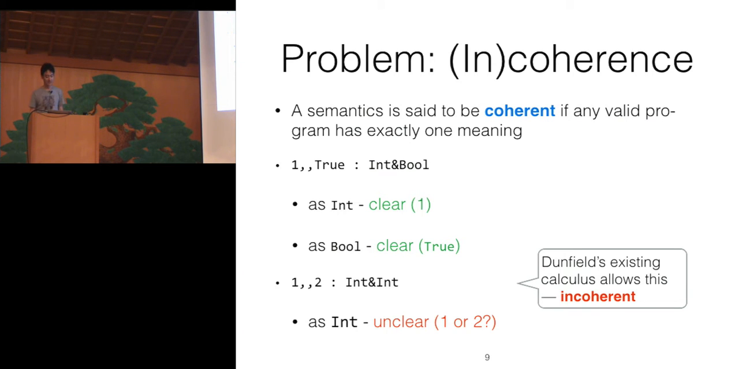But if you want an integer out of a merge of 1 and 2, then there are many possible design choices. Dunfield's existing calculus allows this, and we call this incoherence. And that's the starting point of our work.